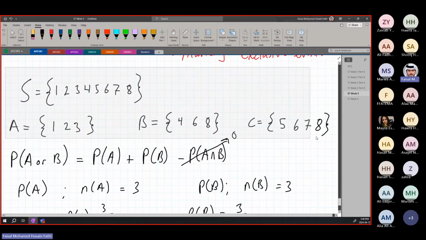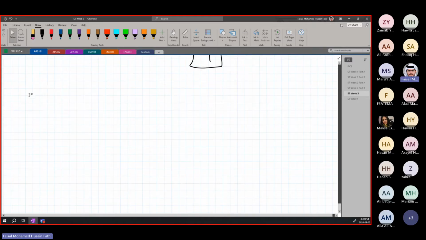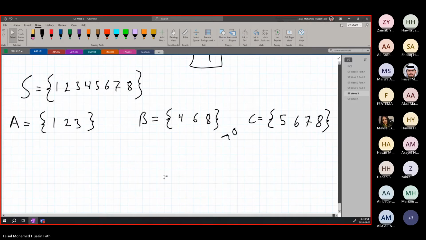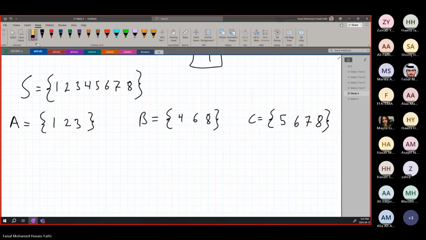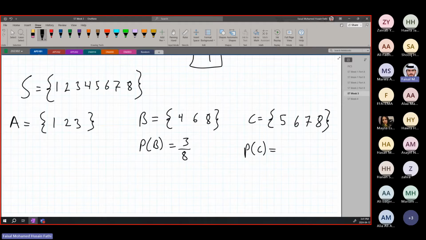So we looked at A and B. Let's look at B and C. So we already know that probability of B is 3 over 8. Probability of C, again, we have 1, 2, 3, 4. Total sample size is 8, which is equal to 1 over 2. Okay, so we found this.